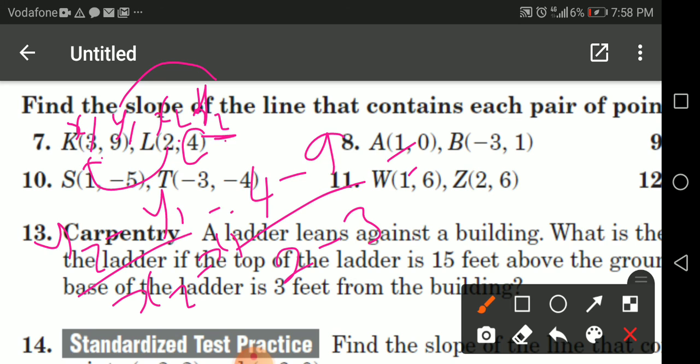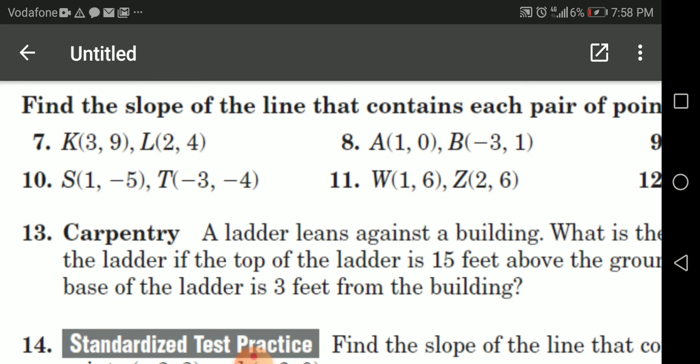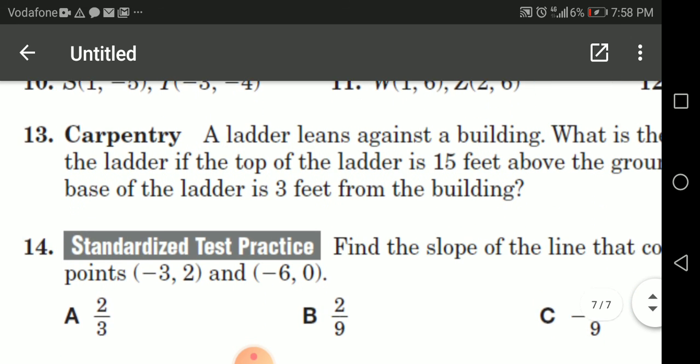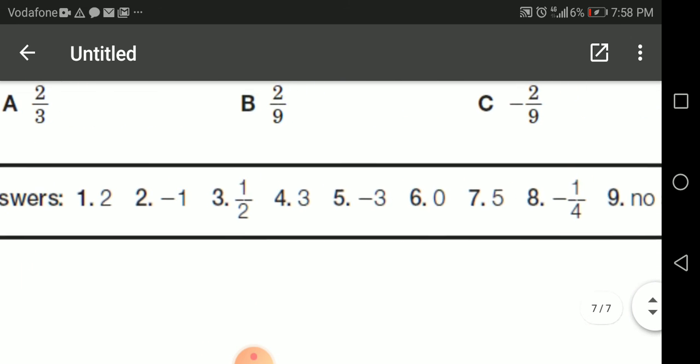Okay guys, then I have negative 5 here, and negative 1 here. Negative 5 divided by negative 1 gives me just 5. So the slope here is 5. Okay guys, I hope you understood this too.